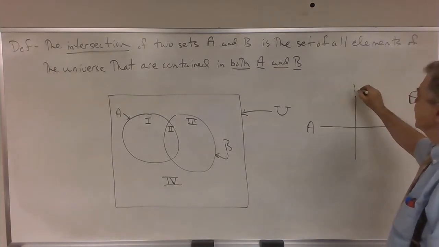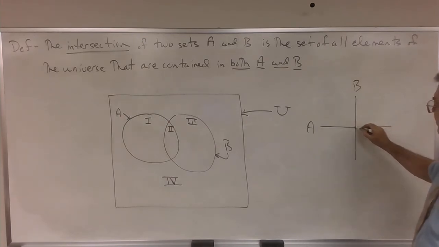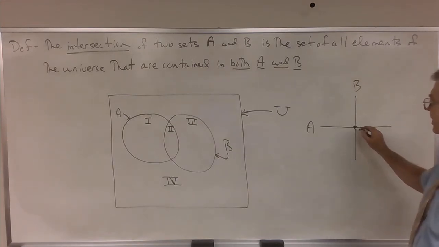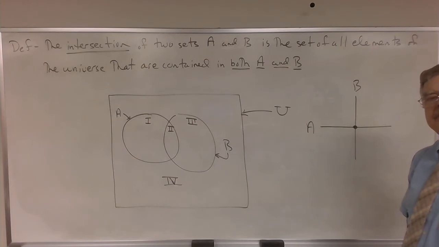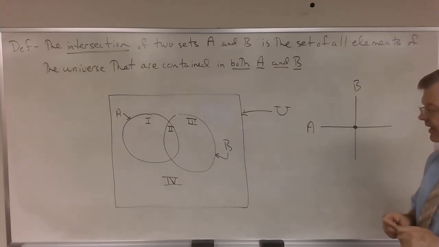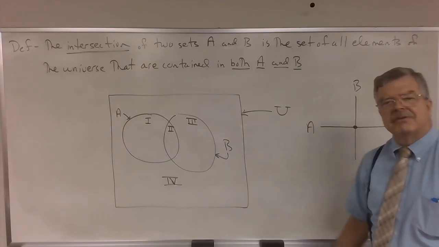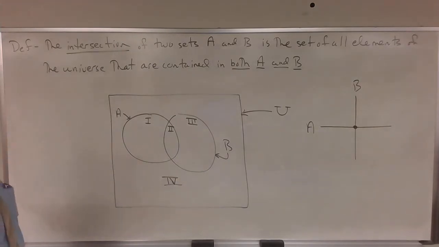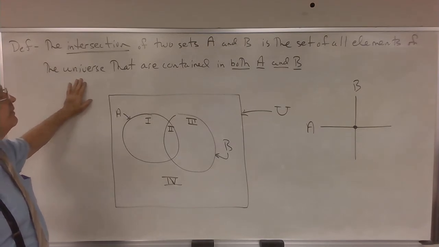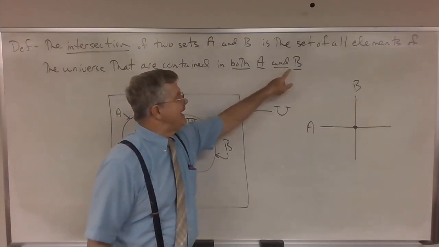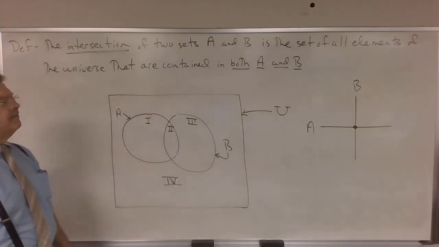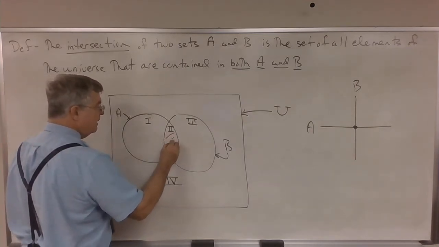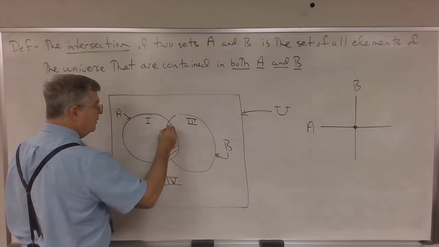Here's street A, here's street B, and if we're standing right at the intersection, right underneath the stoplight, we're actually standing both in street A and street B. That's the idea of an intersection when it comes to sets. The intersection of two sets A and B is the set of all elements in the universe that are contained in both A and B. So in our Venn diagram, A intersect B is region 2.